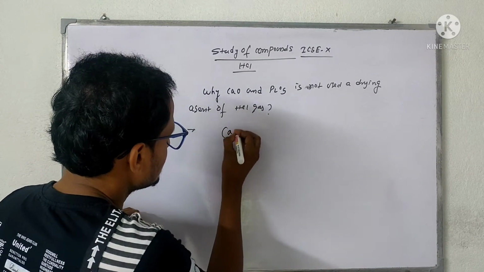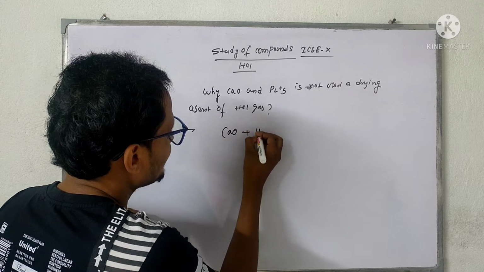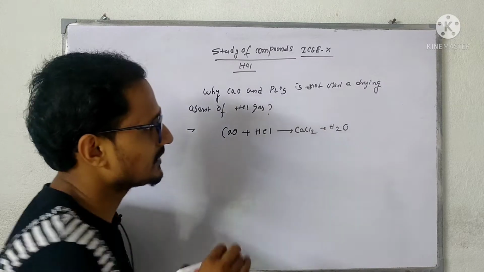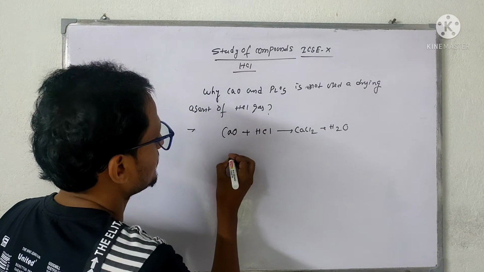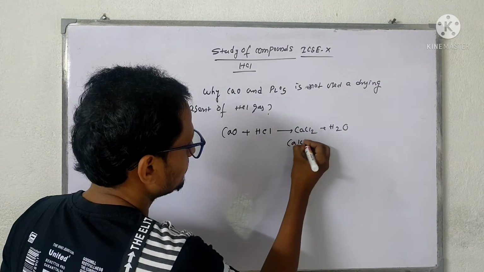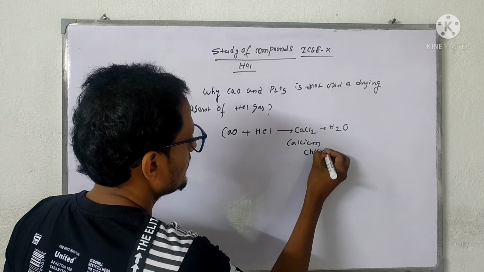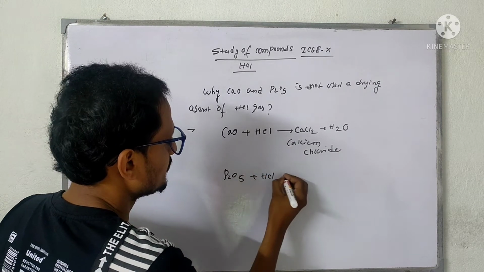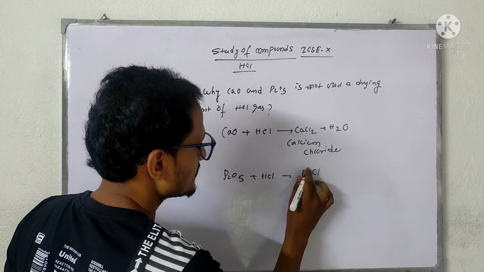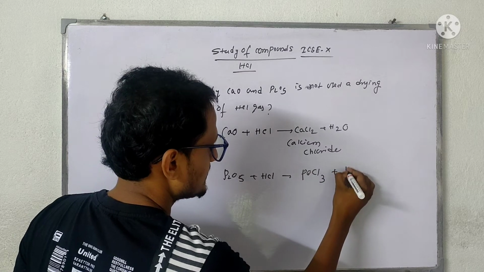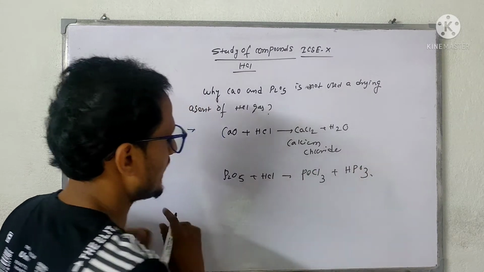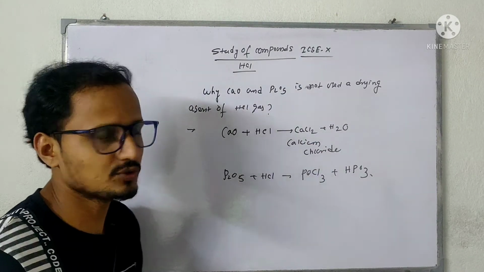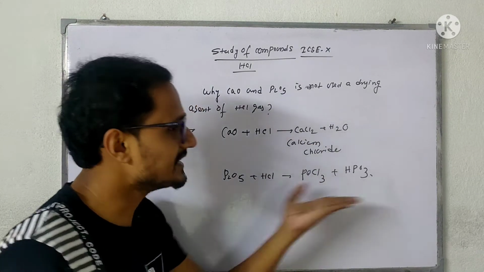So what is the reason? Calcium oxide reacts with HCl to form calcium chloride and water. And again, phosphorus pentoxide reacts with HCl to form phosphorus oxychloride, POCl3, and metaphosphoric acid. After that you have to balance this one. So this is the reason, and you have to write it in words also.